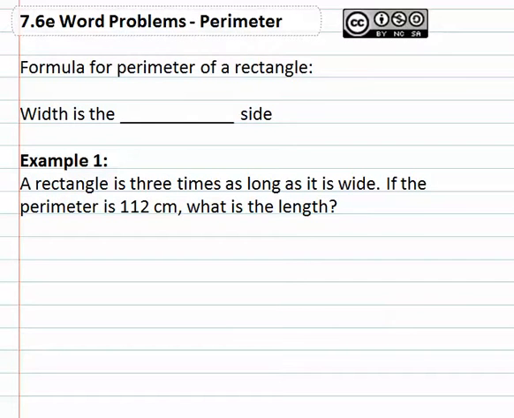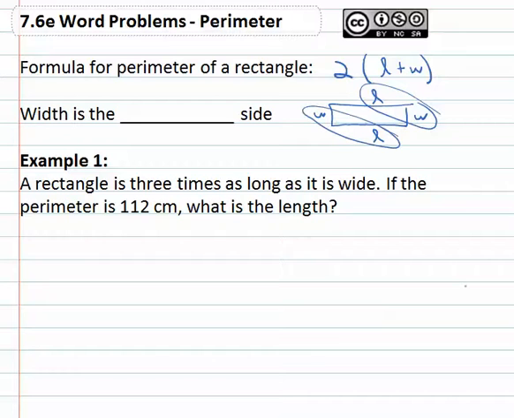Here we're going to be asked to find the sides of a rectangle if we know what the perimeter is. It's important that we know the formula for the perimeter of a rectangle, and that is we take 2 times the length plus the width. That's because on a regular rectangle we've got 2 widths and 2 lengths. So if we add them together, width plus length, it's there twice. That's where we get the formula from.